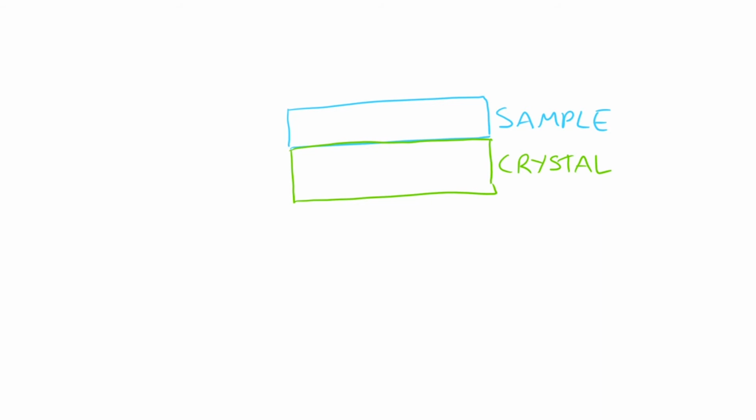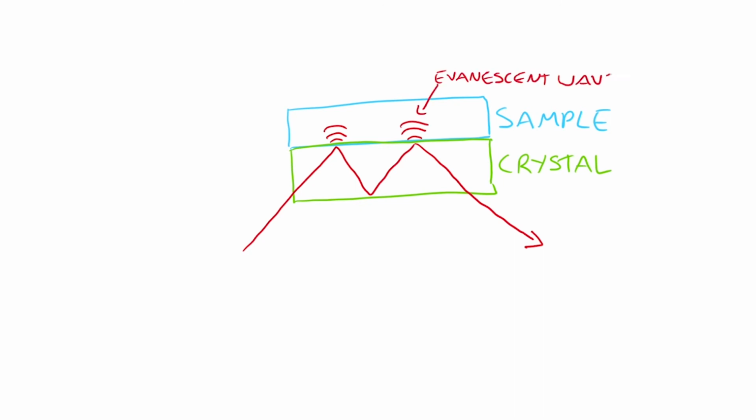Another setup is attenuated total reflectance, or ATR, where the sample is placed on a crystal. The beam of light then undergoes multiple internal reflections inside the crystal. These reflections cause an evanescent wave which extends into the sample. The interactions of this evanescent wave and the sample can then be measured.